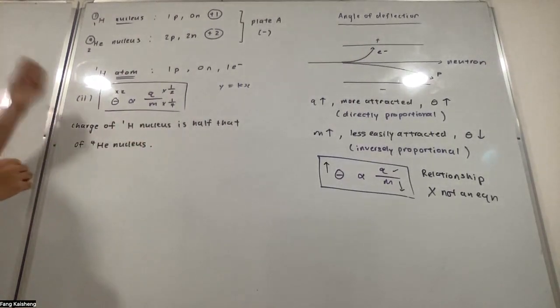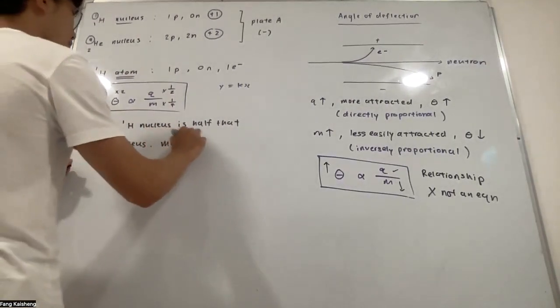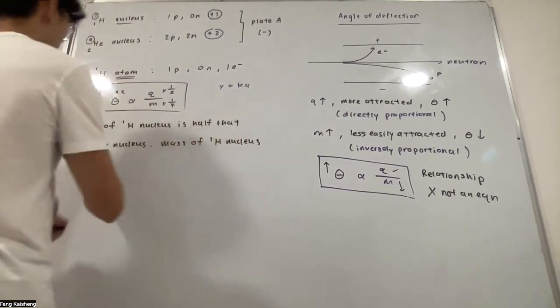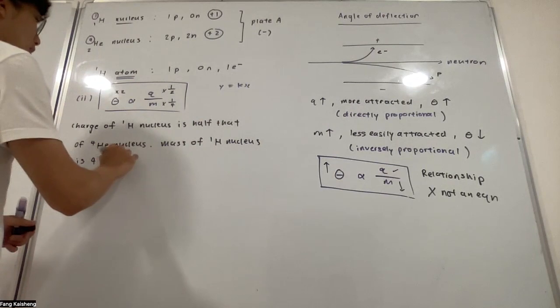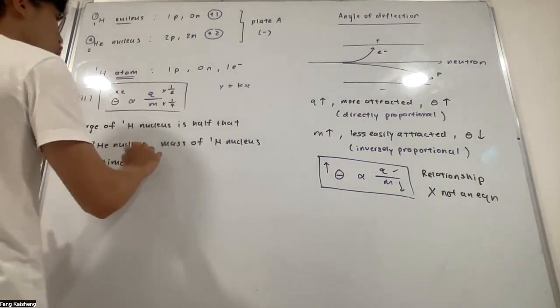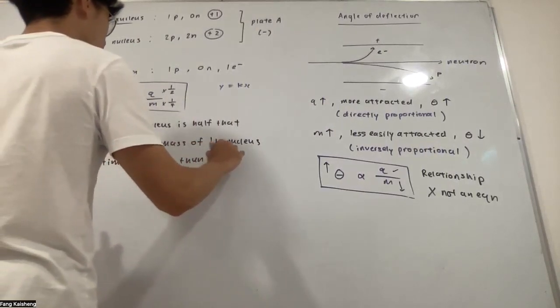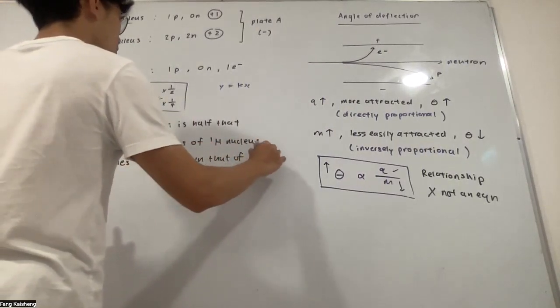Then you tell me about the mass as well. Okay, the mass of a hydrogen nucleus is 4 times smaller. Sometimes you cannot use a nice word like quadruple, right? You can say 4 times smaller than that of helium.